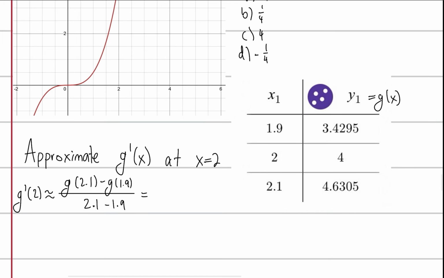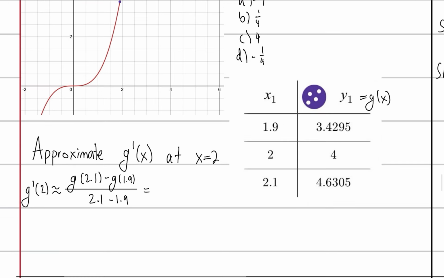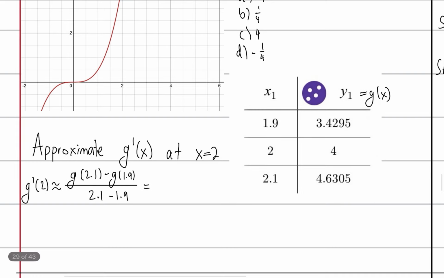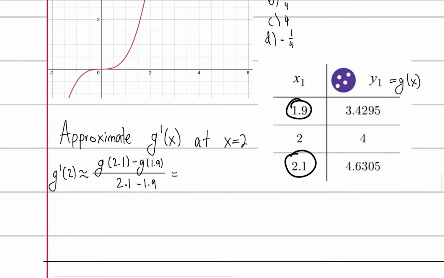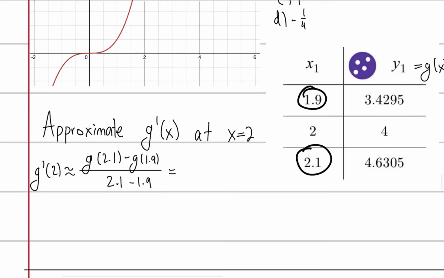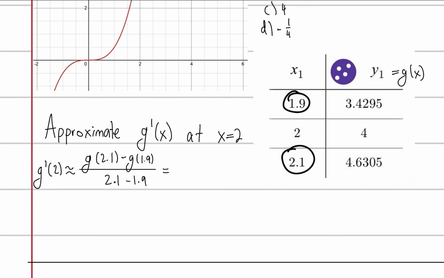All right, and you may also be asked, when given a table, to approximate g prime of x at a point. So what we're going to do is take the closest possible x values above and below, and plug into the difference quotient. So g prime of 2 is approximately g of 2.1 minus g of 1.9 over 2.1 minus 1.9. You can compute that, which in this case specifically happens to be 4.6305 minus 3.4295, and all of that over, remember, the distance between 2.1 and 1.9 is 0.2.